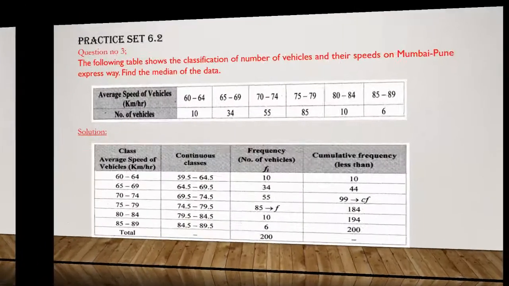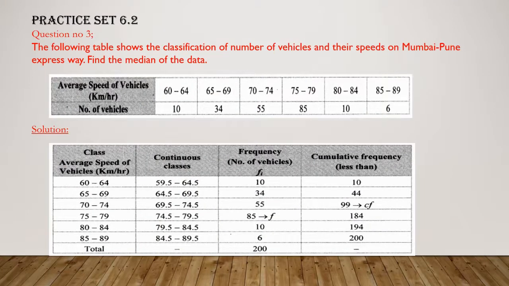Question number 3. The following table shows the classification of the number of vehicles and their speeds on the Mumbai-Pune Expressway. Find the median of the data. In this question also, the classes and the frequencies are given. But the classes in the table are not continuous. To find the median, the classes must be continuous. Therefore, you have to change the classes into continuous classes.